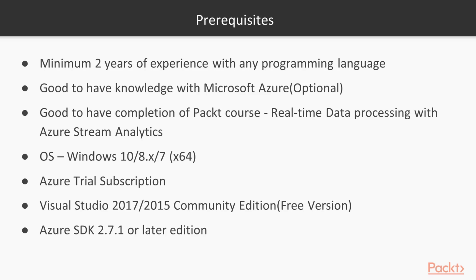You also need to have the software specifications. You need to have at least Windows 10, Windows 8 or 8.1, or even Windows 7. Make sure that it's 64-bit. An Azure trial subscription is good to have for the completion of this course. For Visual Studio, you should have at least 2015 or 2017. The Community Edition is also fine, which is a free version. And Azure SDK 2.7.1 or a later edition is recommended to work with this course, specifically while doing the labs of this course.